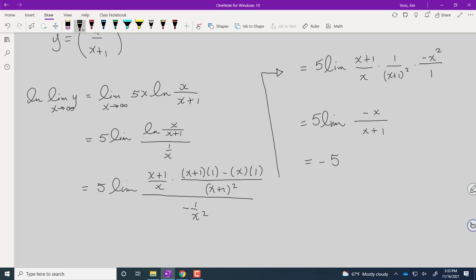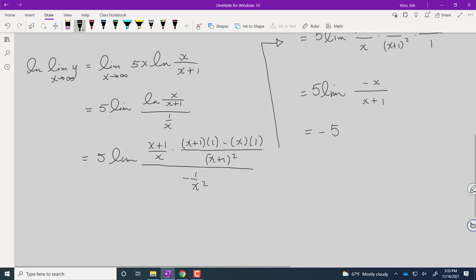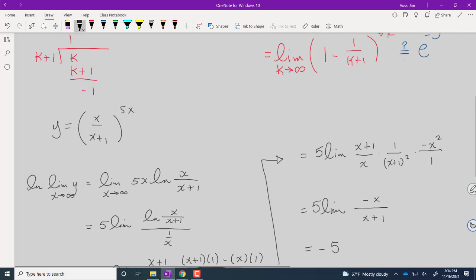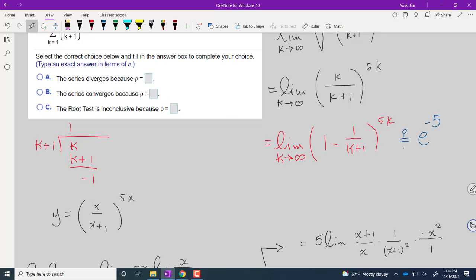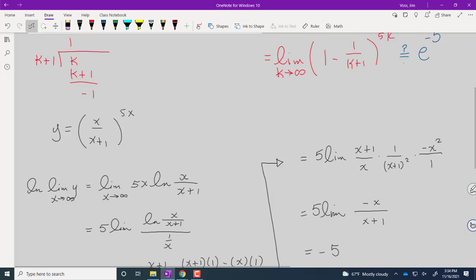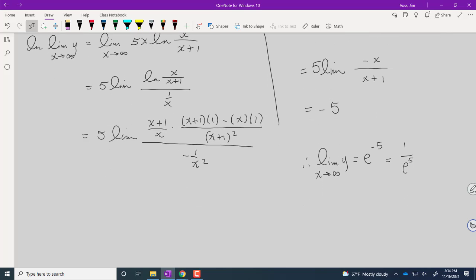Now the left side still has the log on it. We have to unravel the log, roll the log. So therefore, the limit of y as x goes to infinity is e to the negative 5, 1 over e to the 5th. And that's what Joseph suggested already, that adding that 1 in the denominator probably doesn't change things. So what's our conclusion? What do we compare this to? 1.